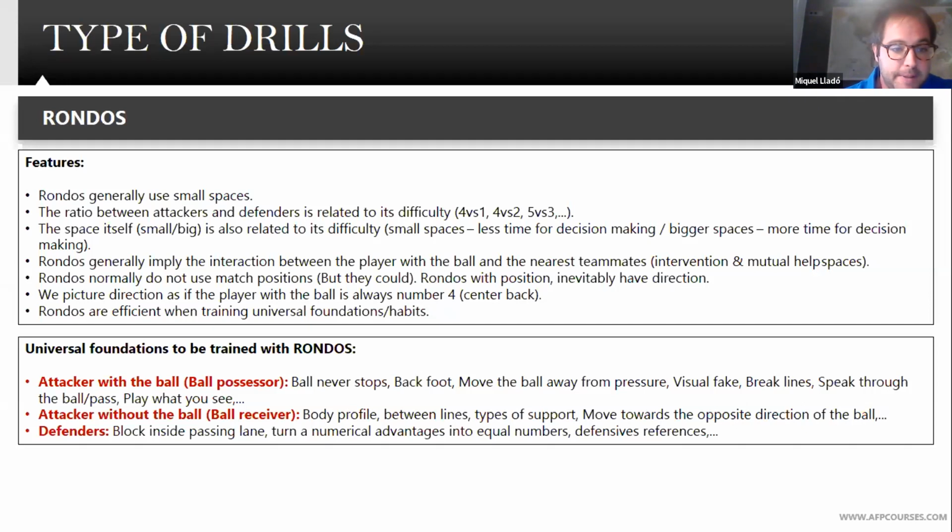It's not the same. The space itself, how big or how small the rondo is, will be closely related to the difficulty. In small spaces, the pressing comes faster, there is less time to decide, obviously greater difficulty. In bigger spaces, the pressing, the defending man, comes slower because the distance is larger, so we have more time to decide, and the difficulty decreases.